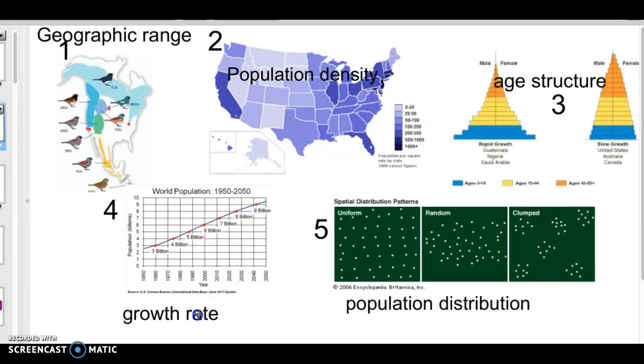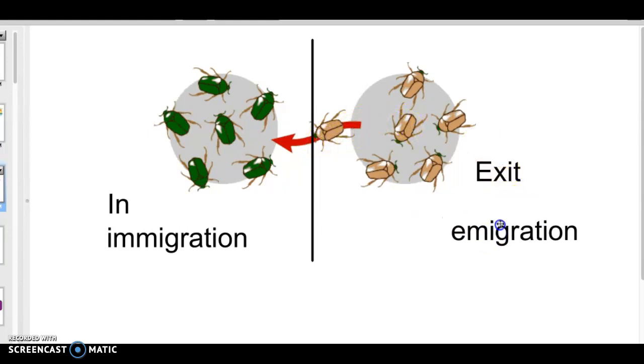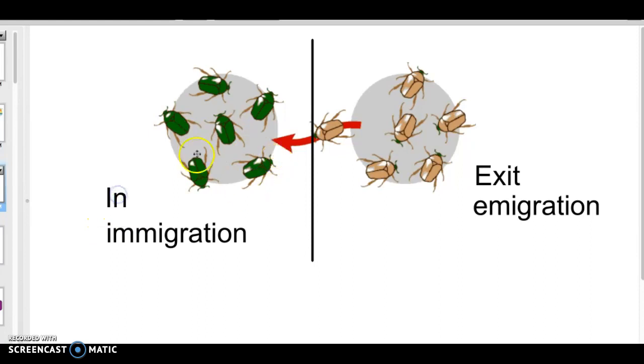They look at how fast the population is growing, so they look at growth rate, and then they look at how the population is distributed in the area they live, whether they are uniform in layout, random, or clumped in how they are dispersed in their area. When we think about organisms and populations changing, sometimes they change because they either emigrate out, which means exit, or they immigrate in and come into a new ecosystem. And so that can also affect population size.